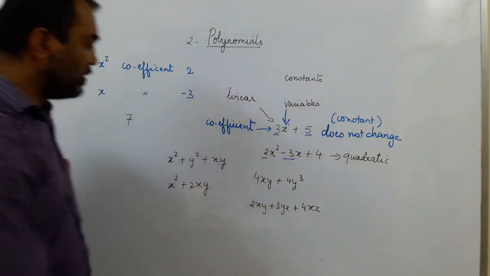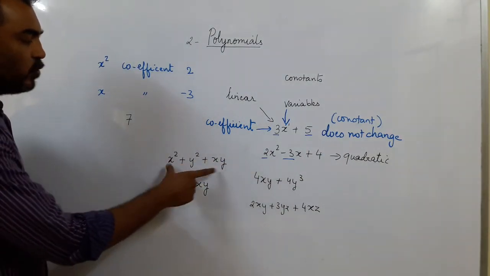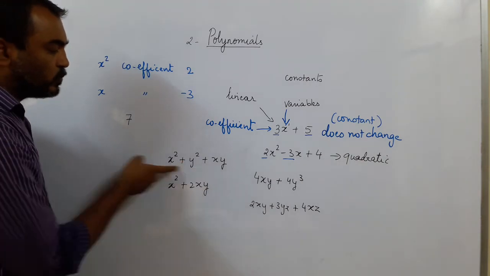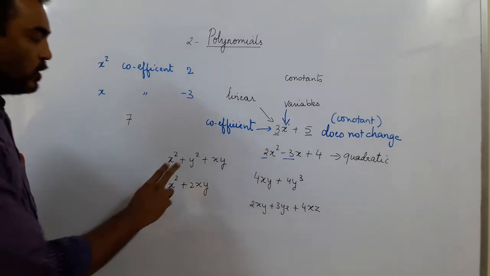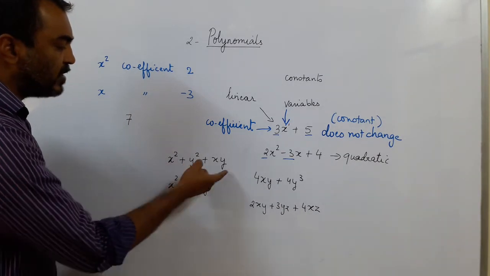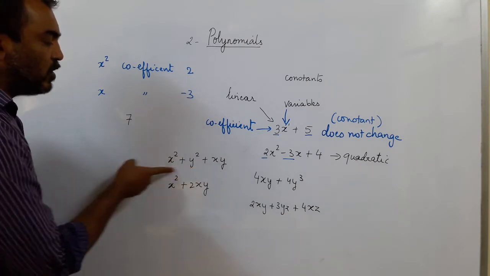And what you can see here, there are two variables here, x and y. To know the value of this polynomial, I should know the value of x also and the value of y also. So as I keep on changing the value of x and y, the value of the polynomial changes. Now what is the degree of this equation?